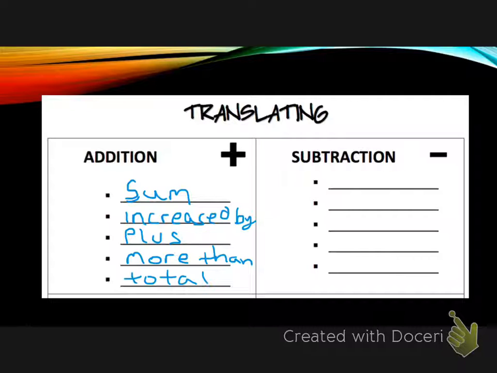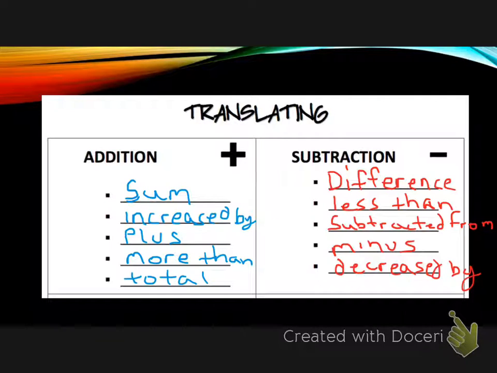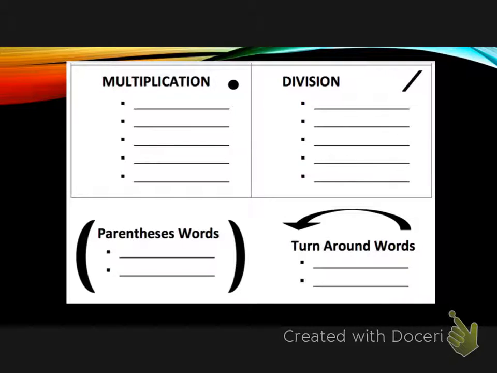Now, if you're looking at subtraction, though, you might see some words like difference, less than, subtracted from, minus, or decreased by. So those are some words that you might see for addition or subtraction. Now, for multiplication, you might be looking for some words like times, product, twice, double, or even of.